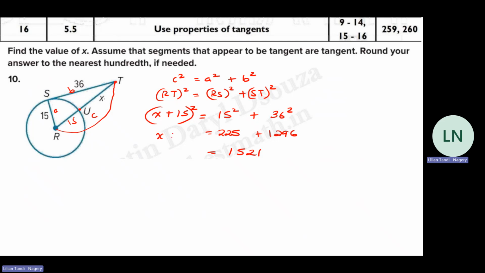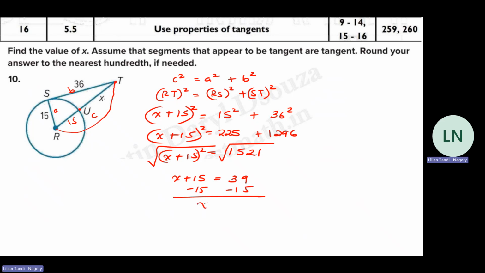1521. X plus 15, but remember it is squared. X plus 15 squared. Now I want to remove this square, just take the square root of both sides. So I will get X plus 15 equals the square root of 1521, which is 39. Then I subtract 15 on both sides. X equals 24. Just like that.